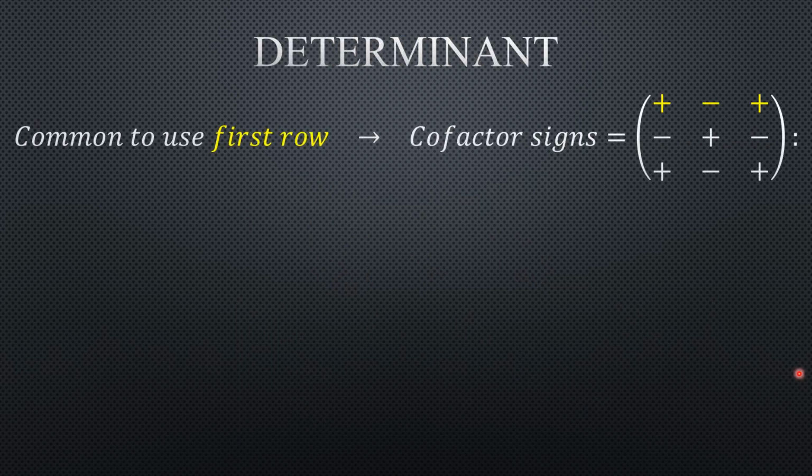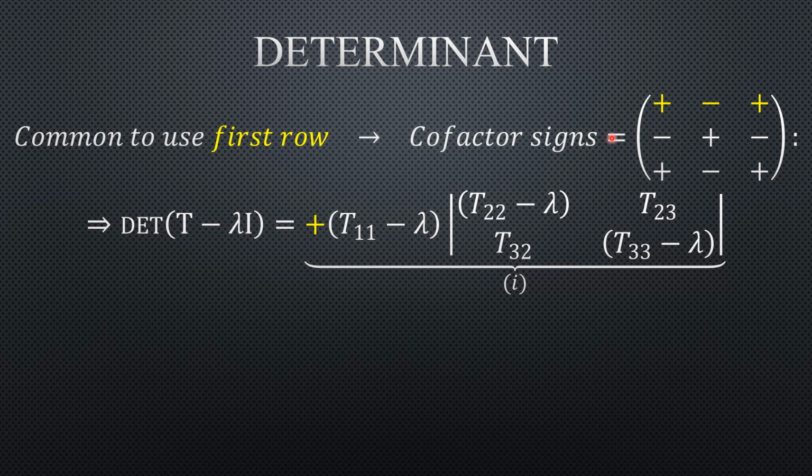So now in the evaluation process of the determinant, as we've seen multiple times previously, it's common to use the first row. And so the cofactor signs come from plus minus plus, minus plus minus, plus minus plus. So we're going to use the first row once again. As a result, we can break this into parts.